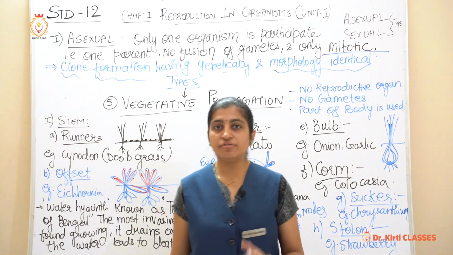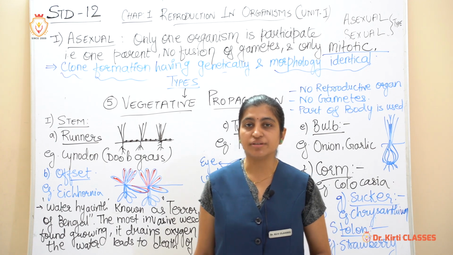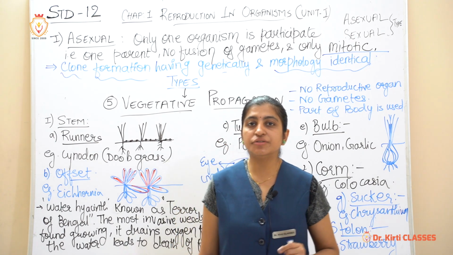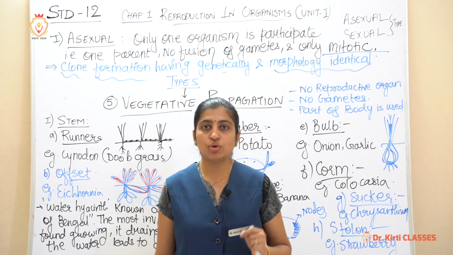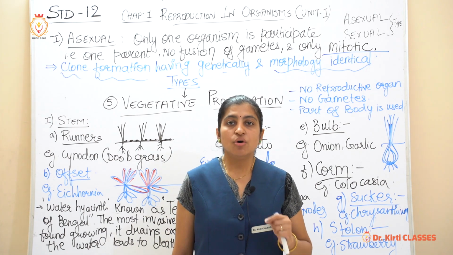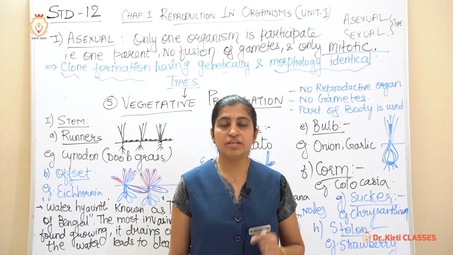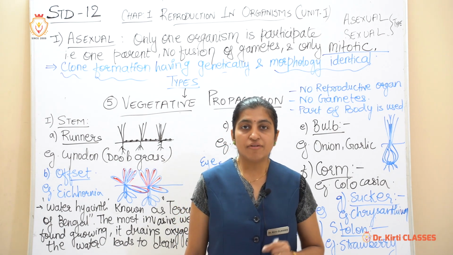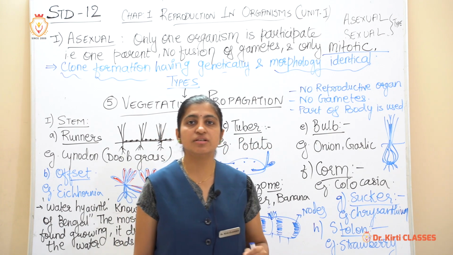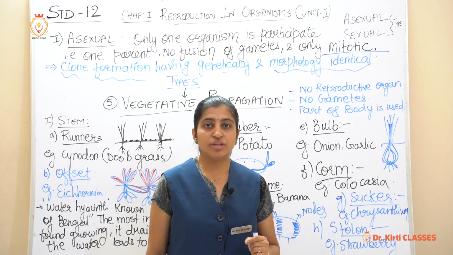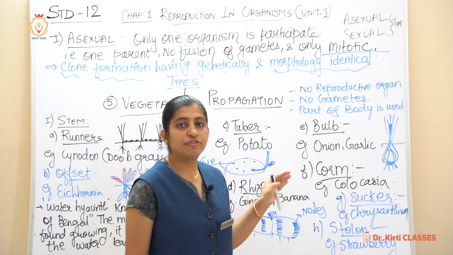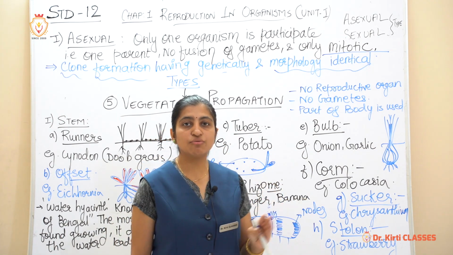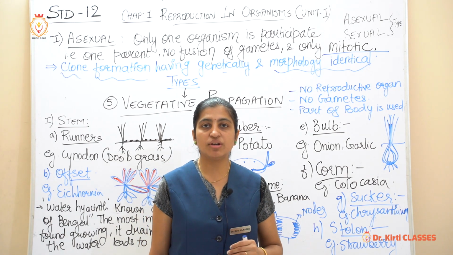Next, number 5, that is vegetative propagation. Now here there is no requirement of reproductive organ, no gametes, only a part of the body is involved in the formation of a new whole plant. Right, so we will see almost it is observed in the plants. So there are again a few different parts of a plant which are involved in vegetative reproduction. So we'll see one by one.